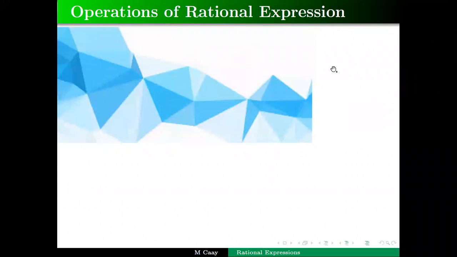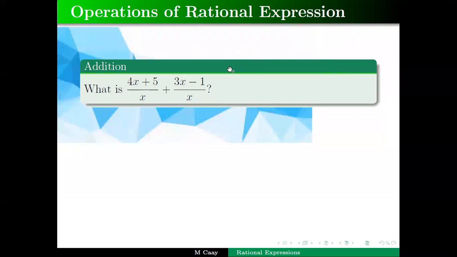So now that we're done with getting the LCM, we will now apply this LCM to the rule of addition of rational expressions. So we will get this way. What is the sum of 4x plus 5 over x and 3x minus 1 all over x? So first we have to get the LCM. However, the LCM of both rational expressions is actually the same. So therefore, the LCM here, or the LCD, is x only.